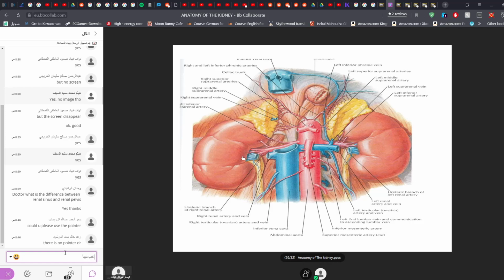One thing more, the right renal vein does not have any tributary, but the left renal vein has the left testicular vein or left ovarian vein entering into the left renal vein. So remember that the left renal vein has the left ovarian or testicular vein draining. And another tributary is the inferior suprarenal vein, the suprarenal vein also draining into the left renal vein.